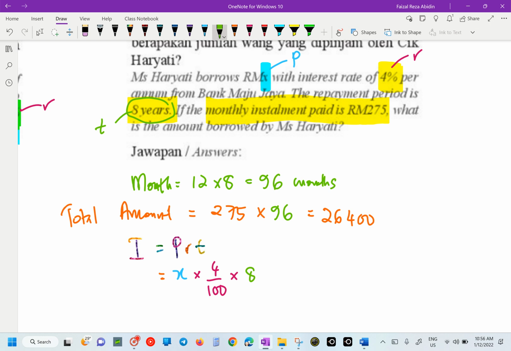Can you understand? Inside here, 26,400 is going to be our principal plus our interest. Can you understand? Girls?